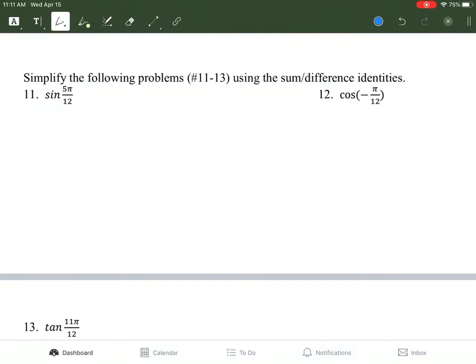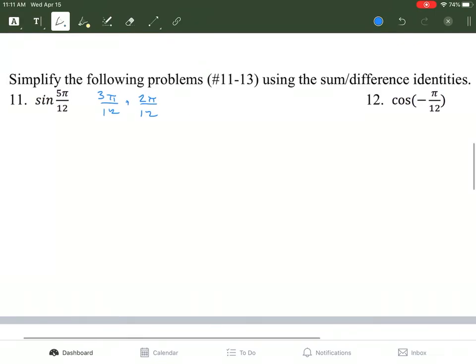So you want to use the sum and difference identities for these. To do 5 pi over 12, I'm going to use 3 pi over 12 plus 2 pi over 12. When we reduce these, you'll have pi over 4 plus pi over 6. Okay, so that's what we're going to use in our formula.